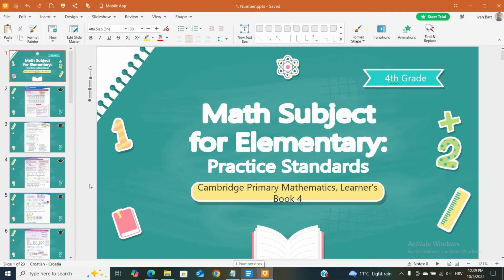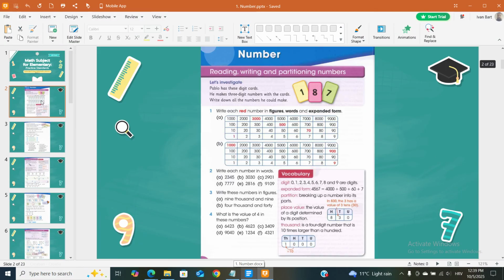Cambridge Primary Mathematics, Learner's Book 4. Number. Reading, writing and partitioning numbers. Let's investigate. Pablo has these digit cards. He makes 3-digit numbers with the cards. Write down all the numbers he could make.